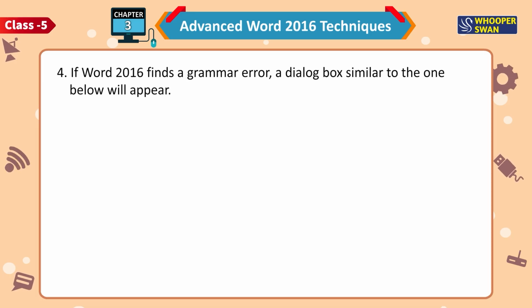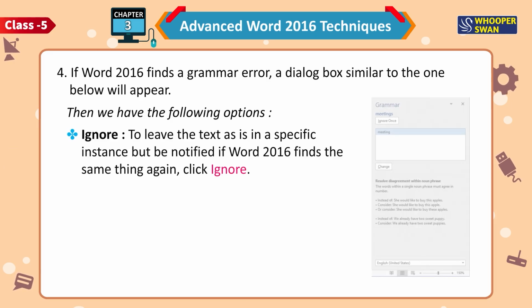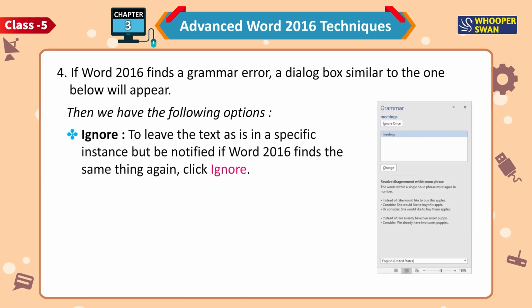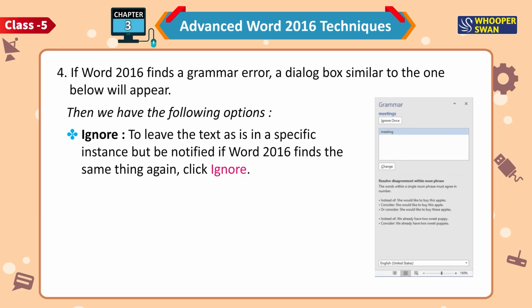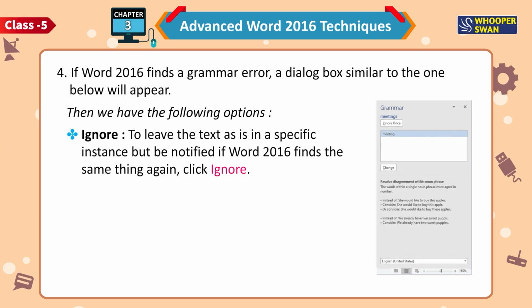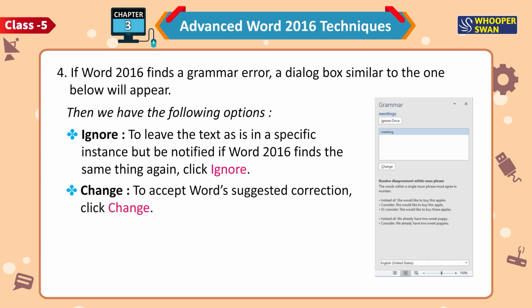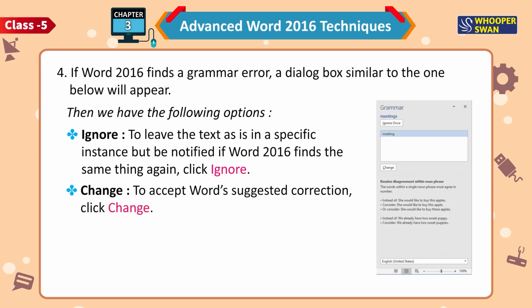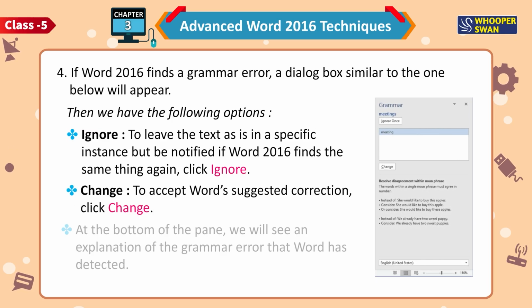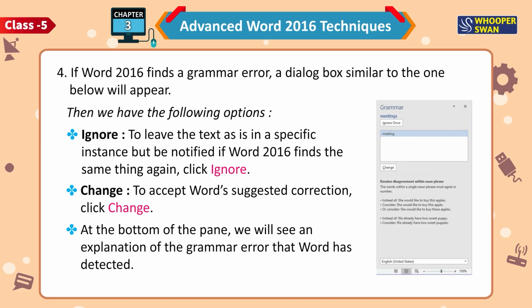Step 4. If Word 2016 finds a grammar error, a dialog box similar to the one below will appear. Then we have the following options. Ignore, to leave the text as is in a specific instance but be notified if Word 2016 finds the same thing again, click Ignore. Change, to accept Word's suggested correction, click Change. At the bottom of the pane, we will see an explanation of the grammar error that Word has detected.